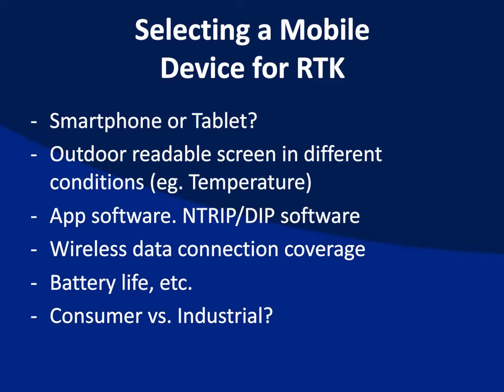So the outdoor readable screen in different conditions is a really important thing to think about. If you can't read it outdoors, it's super frustrating. I read an announcement from Apple that the next generation iPad is going to have a better outdoor readable screen, and that's what people want. And if you don't have that, especially if you're displaying maps out in the field, it's going to be a problem. Third thing is you need app software.